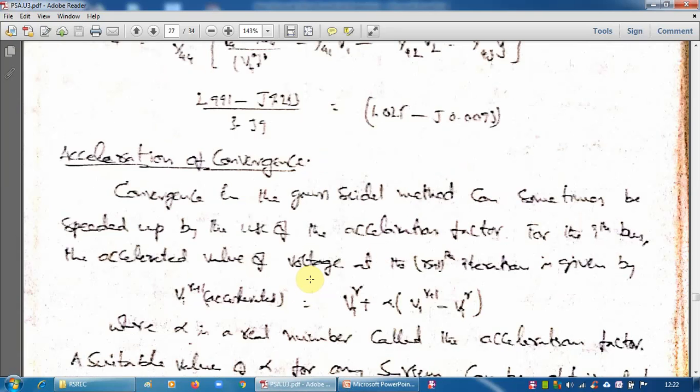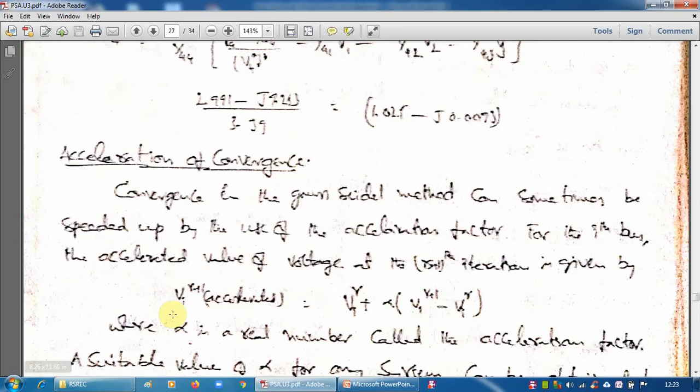Instead of substituting directly, we can modify these values and then substitute. If you do like this, the convergence will become faster. That is one improvement in the Gauss-Seidel method. Instead of directly substituting the values, just change the values and then substitute. If you do this, the convergence will become faster. That is the reason why this method is called acceleration of convergence.